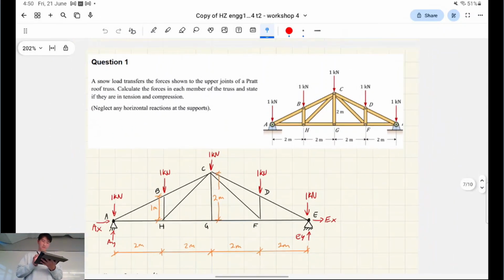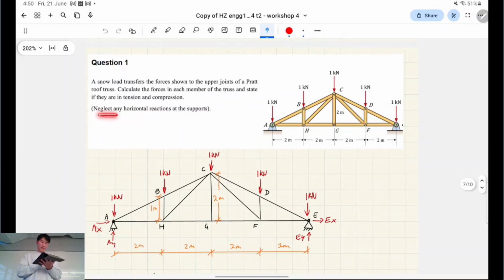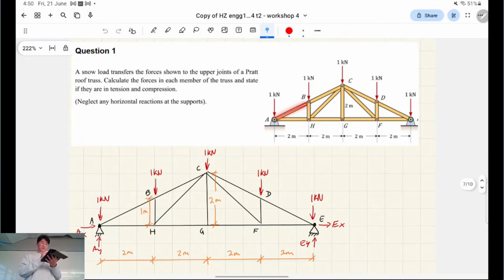Here it says neglect any horizontal reactions to the support. That's going to help us because we have 2 pin supports instead of a pin support and a roller. Essentially, what we're aiming to do is find out what the axial forces are in each of these members. That's what this is telling us to do. So when it says calculate the forces of each member in the truss, it wants us to do method of joints.